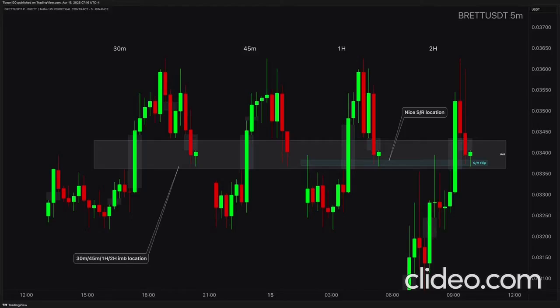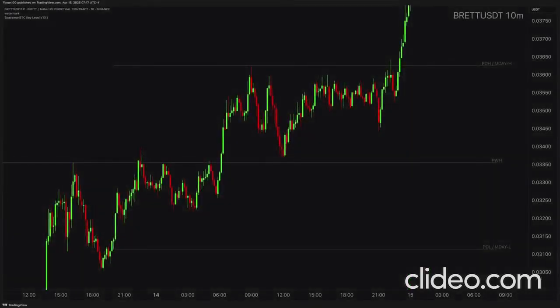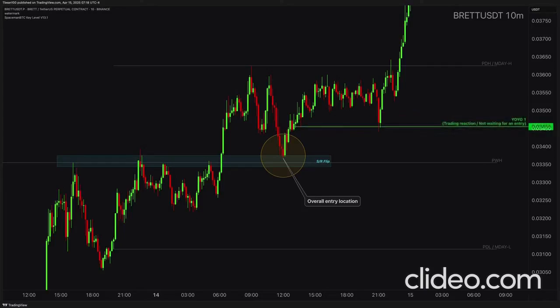Now, let's talk about the entry. In this low time frame chart, everything looks clear as you can see. Here is our entry location, which we used our indicator to find out, and also our SR flip in clear detail. Now, for this trade, I was not specially waiting for any kind of entry confirmation.